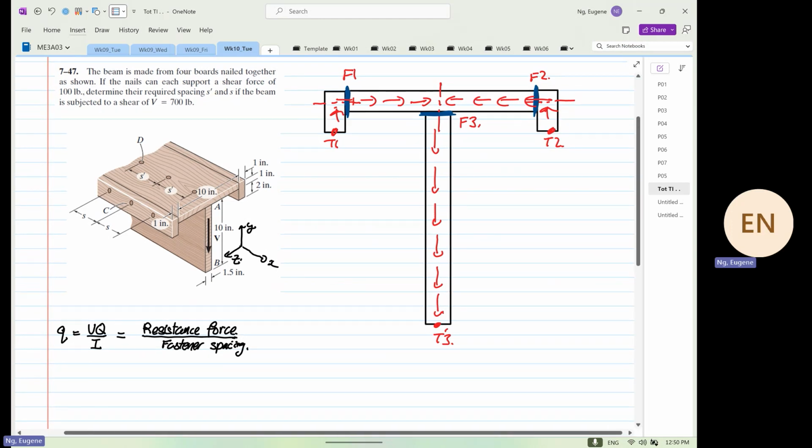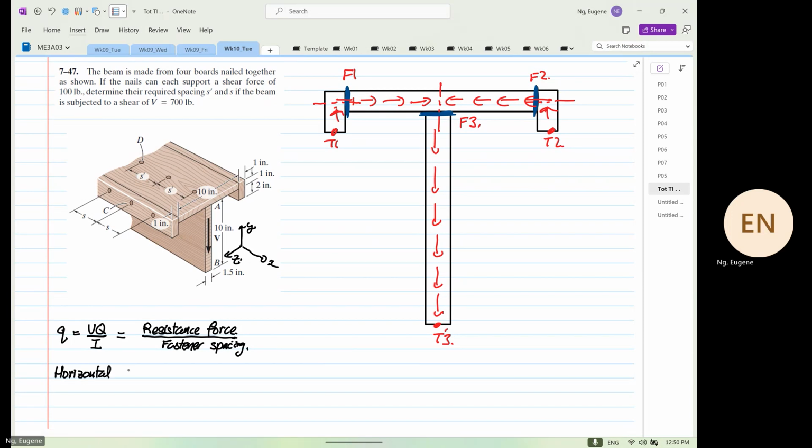Now, question for you. Let's consider the horizontal nail. Let's consider F1, failure region 1. What area do you consider? Yes. Left side rectangle, the small rectangle. Spot on. You only consider the shaded region. Are we clear?